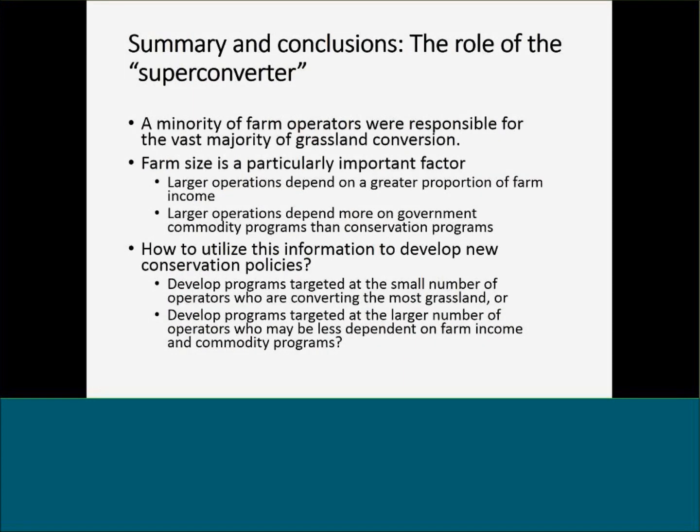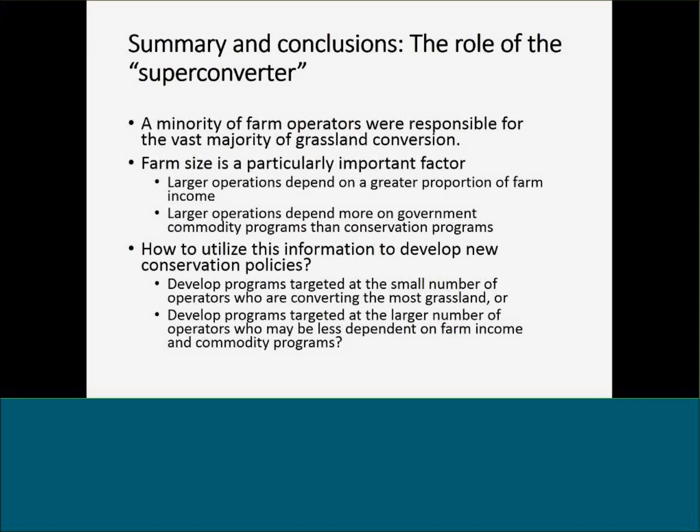grassland loss? And then I think the last thing I wanted to bring up is this idea of the super converter, the idea that really it's a minority of farm operators that were responsible for the vast majority of grassland conversion. Of course, farm size here is a particularly important factor. Part of it is that larger farms have more land that they can convert. But if you look at the economics literature, there's actually quite a bit out there on the many economic differences between larger and smaller farm operations.